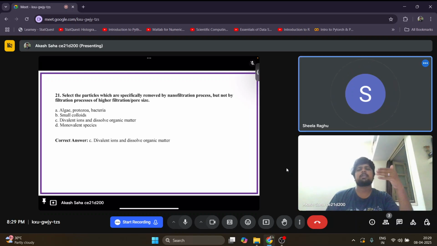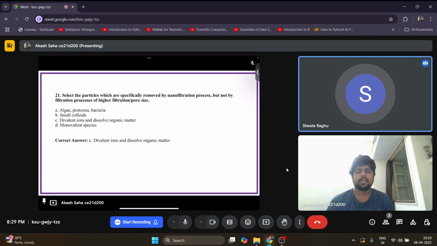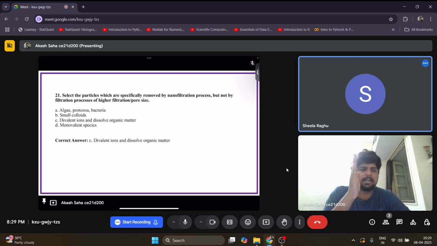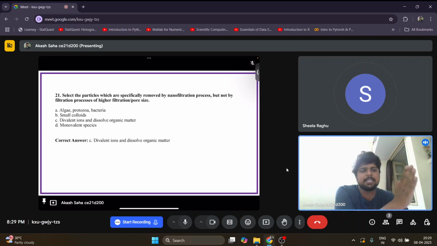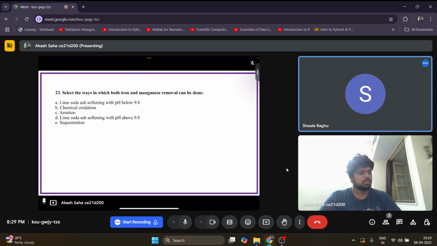Also, in algae, protozoa, and bacteria, there are various classes. Which one is the best? See, the highest pore size is macro, so bigger particles are removed by macro. Then a little smaller is ultra. Then a little smaller is nano. The last one is reverse osmosis. So it goes micro, macro, ultra, nano.